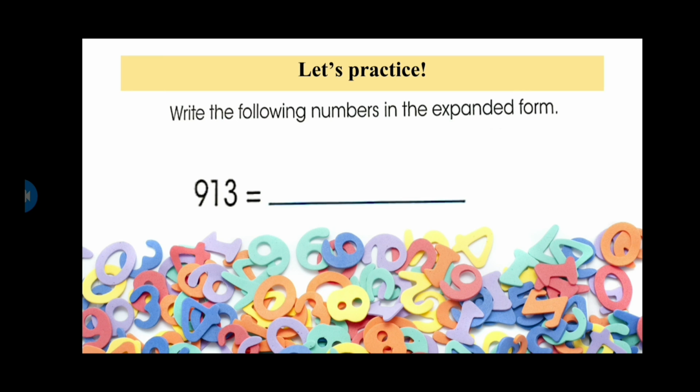Then we have the number 913. How are you going to write the expanded form of 913? Yes, we have 9 for hundreds, so we write 900. We have 1 for tens, so we write 10, and 3 for ones, so we copy 3. And this is the expanded form, 900 plus 10 plus 3.